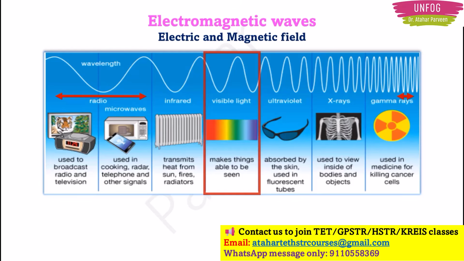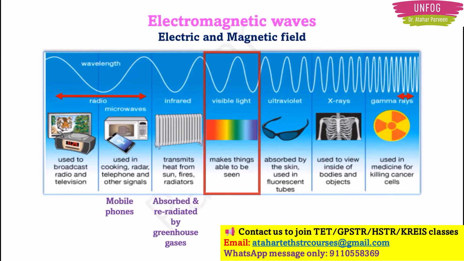Like that you can relate. And then gamma rays, they are used in medicine for killing cancer cells. And infrared rays, they transmit heat from sun, fires, radiators, and they are also absorbed and re-radiated by greenhouse gases. This was a question asked in your previous year exam.